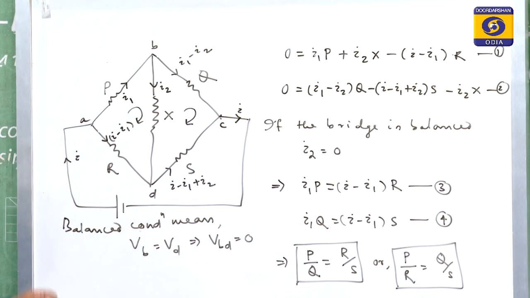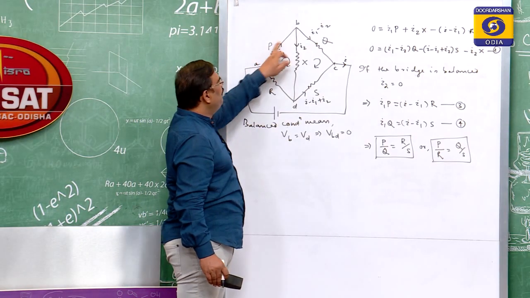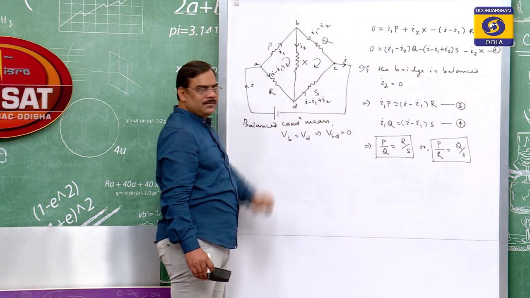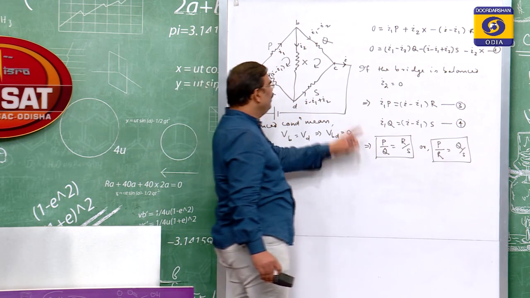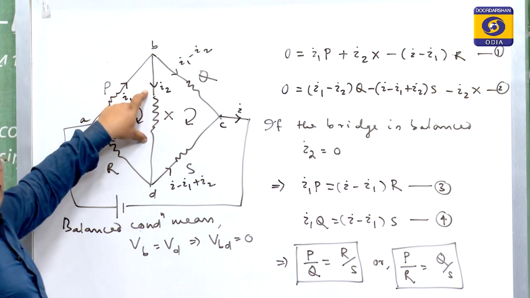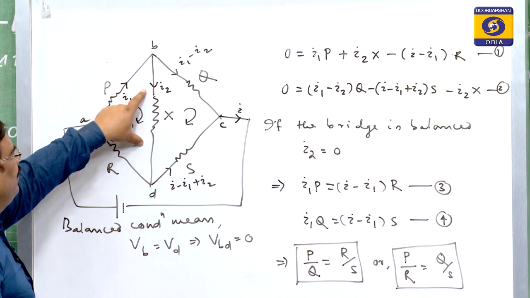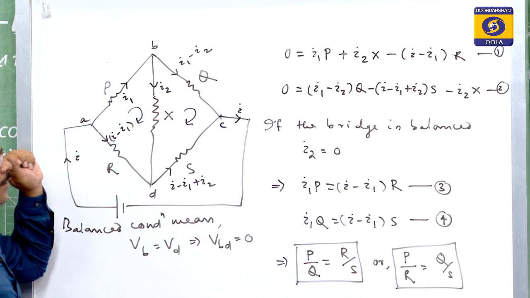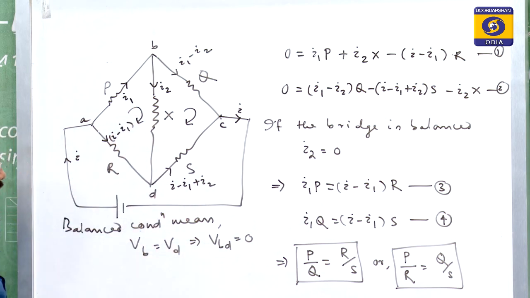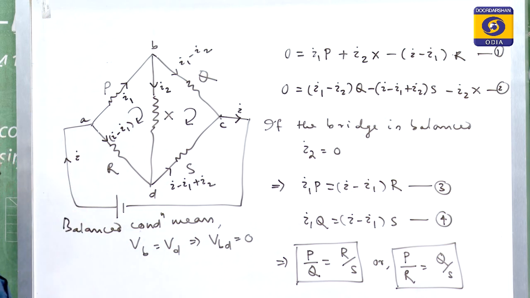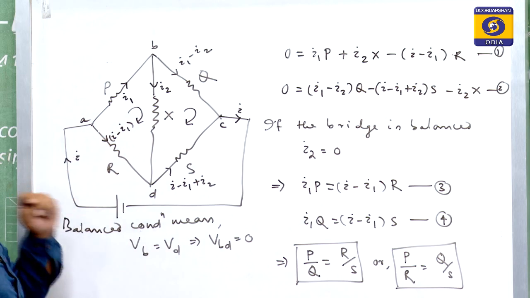Now, let us notice what is the meaning of this. If P by Q equal to R by S or P by R equal to Q by S, in either way we are getting that the bridge is balanced and there is no current passing through this resistor, or we can say this resistor is useless for this circuit. Okay. Now, this balanced condition of Wheatstone's bridge is mainly used to find the effective resistance of a complicated network in which a bridge is there.